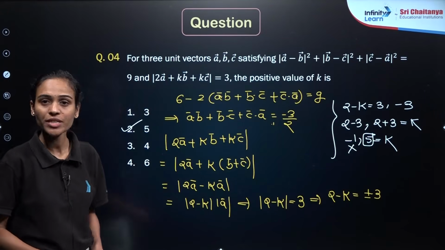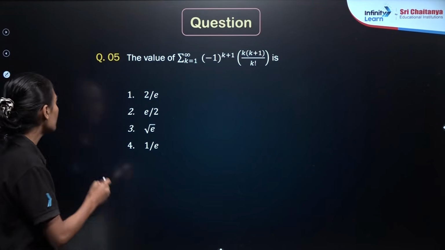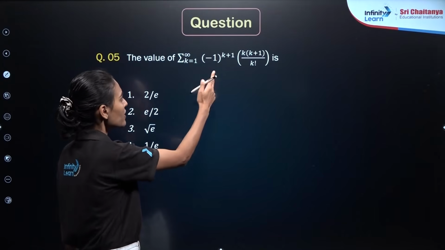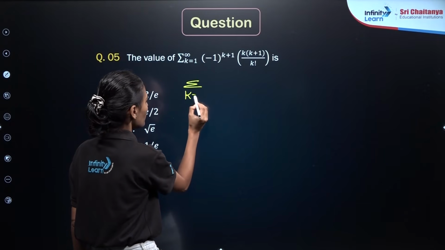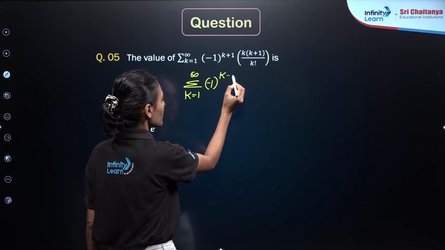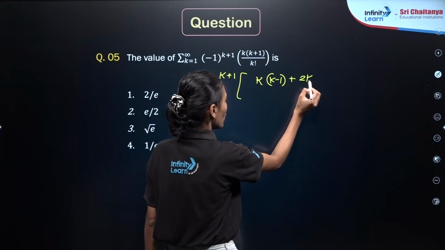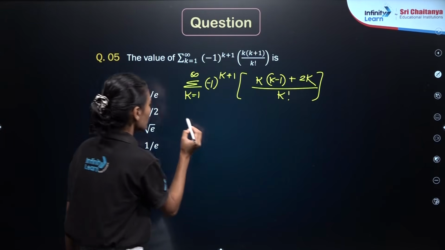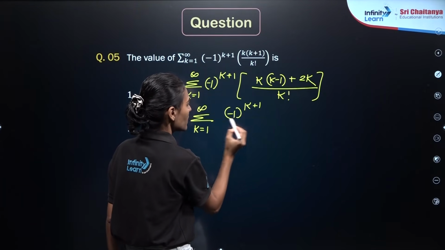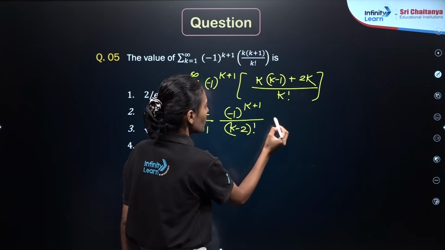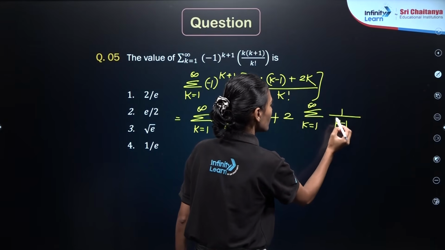Now, students, let us go for question number 5. In question number 5, we need to find the value of this series. So what we will do? You have summation (minus 1) power k plus 1 into the bracket (k plus 1) upon k factorial. So this will be summation k from 1 to infinity (minus 1) power k plus 1 into, I can write k plus 1 as k into (k minus 1) plus 2k, whole divided by k factorial. It is nothing but summation k from 1 to infinity (minus 1) power k plus 1 divided by (k minus 2) factorial plus 2 times summation k from 1 to infinity 1 upon (k minus 1) factorial.